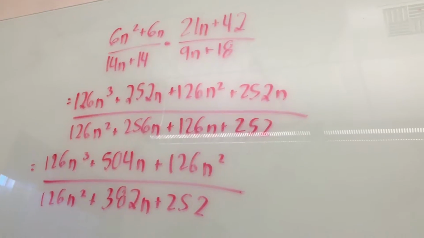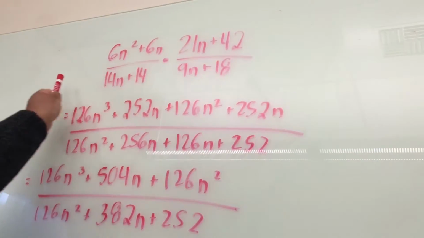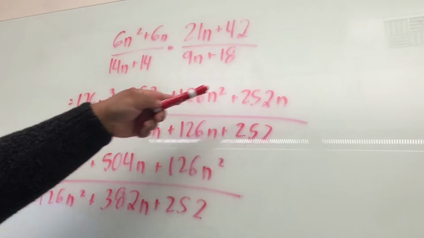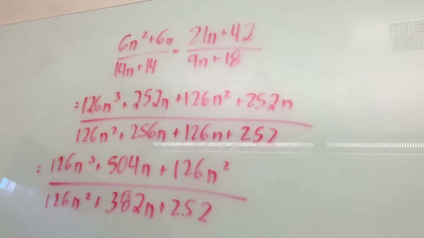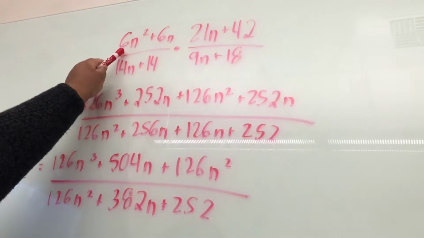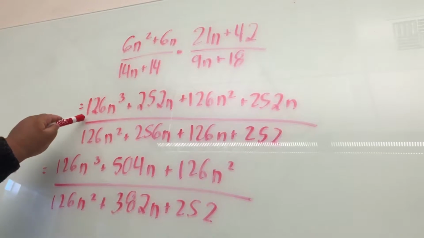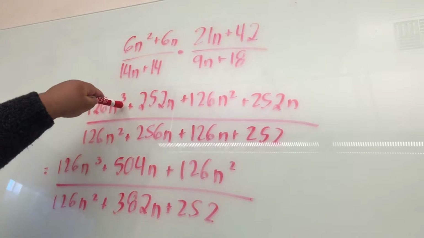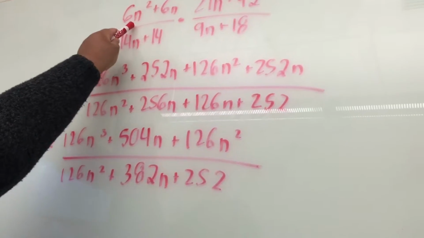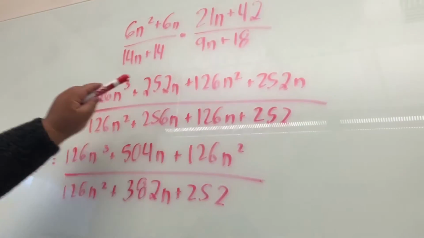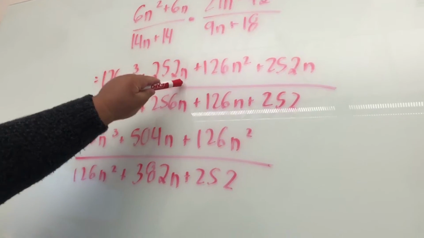So to simplify the expression with the multiplication, all we're going to do is multiply across. The first step is 6n squared times 21n, so we got 126n cubed. Then we're going to do 6n times 42, and that's how we got 252n.